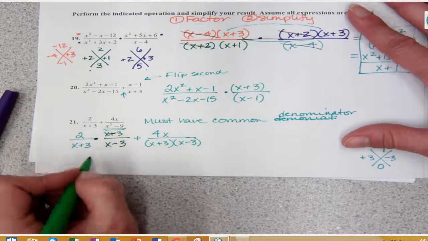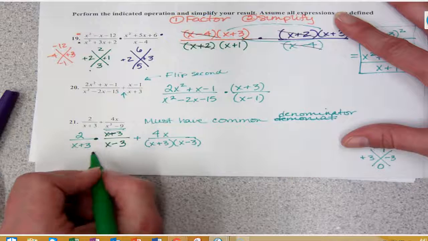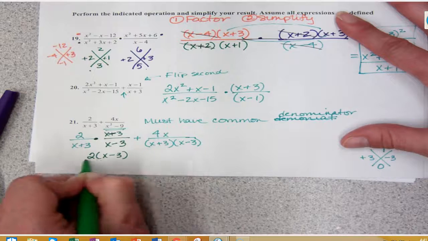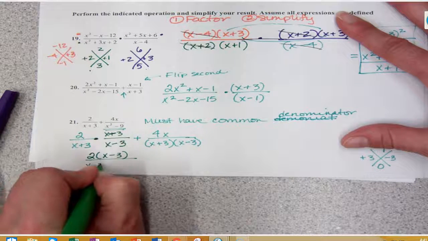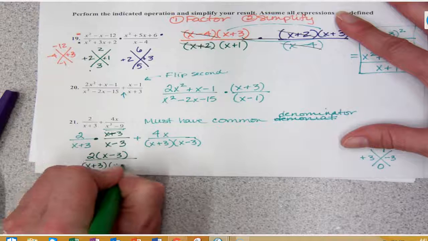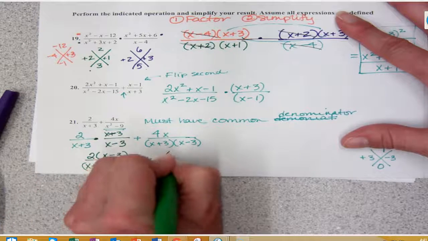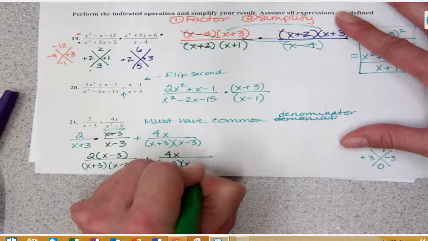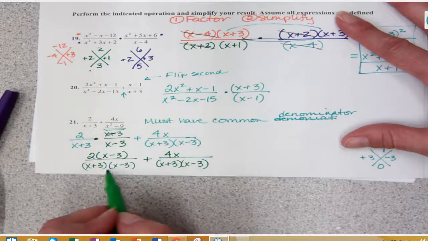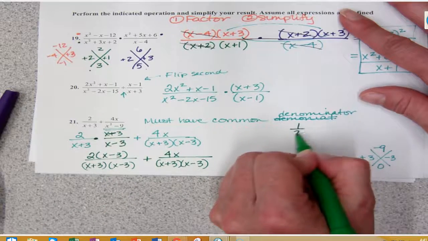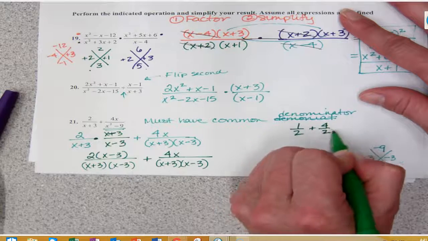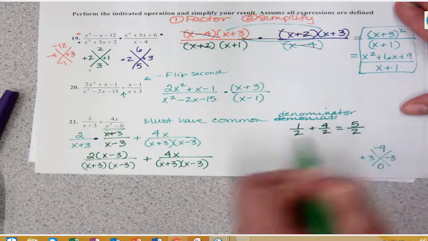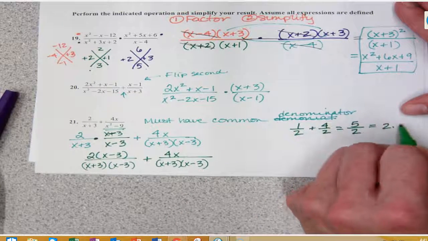Now you're going to have the same denominator. So when I multiply these together, I'm going to get 2x minus 3 over x plus 3, x minus 3, plus 4x over x plus 3, x minus 3. Now that I've got the same denominator, that's just like saying 1/2 plus 4 over 2. I have the same denominator, so you just add your numerators and you get 5 over 2, which is 2.5.